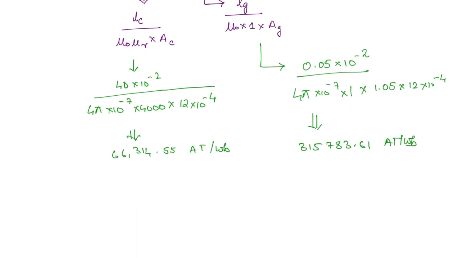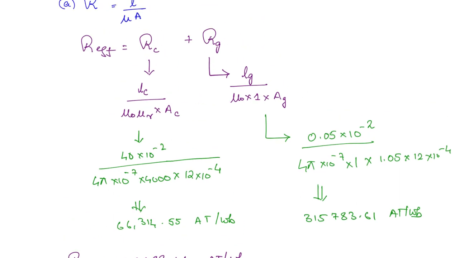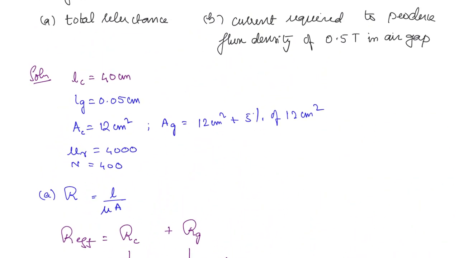So now the total reluctance is going to be the addition of both of these. So finally you are going to get 382,098.16 ampere turns per Weber. Okay, so this is the first part of the question. What is the second part that we need? We want the current that is required to produce a flux density of 0.5 Tesla.